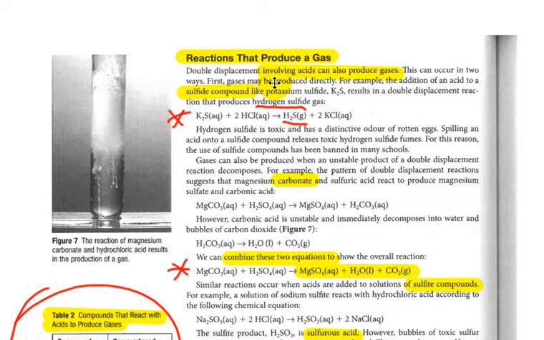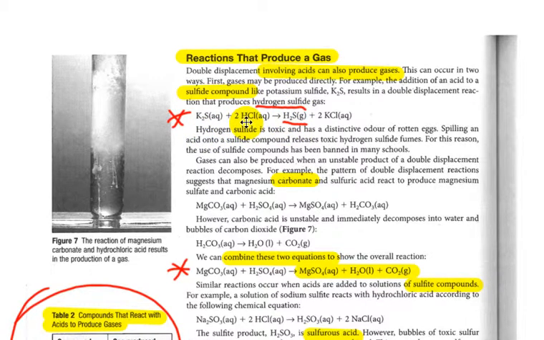Double displacement reactions involving acids can produce a gas. So highlight that, acids. This can occur in 2 ways. First, gases may be produced directly. For example, the addition of an acid to a sulfide compound. Highlight that. A specific kind. Hydrochloric acid and to something that's a sulfide. For example, potassium sulfide. We get a double displacement reaction.